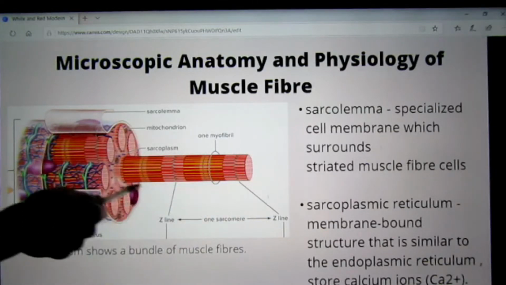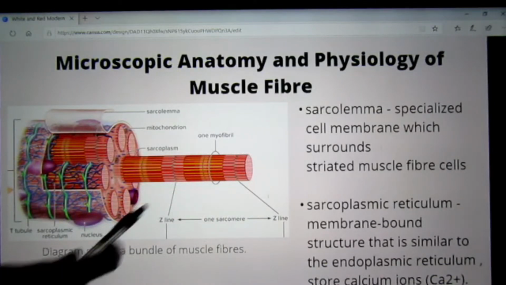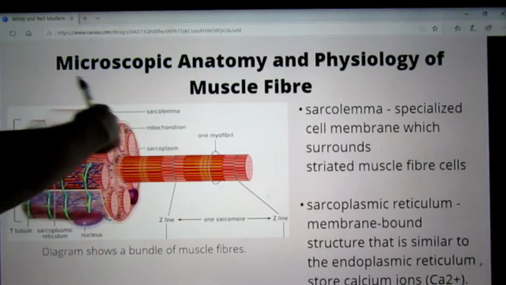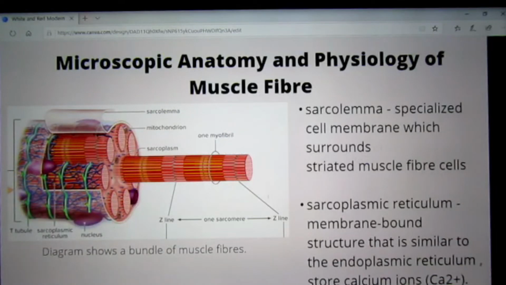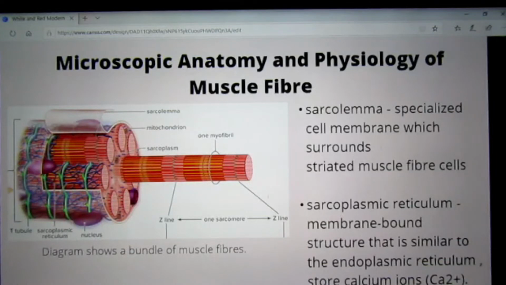So what is the sarcoplasmic reticulum actually? It is actually like the endoplasmic reticulum in the cell, like we have learned before, that is the extended structure from the nucleus. So you can see here, it is the extended part from the nucleus. And it is like a network that covers the whole muscle fiber. Then, let's get a closer look at one myofibril only.